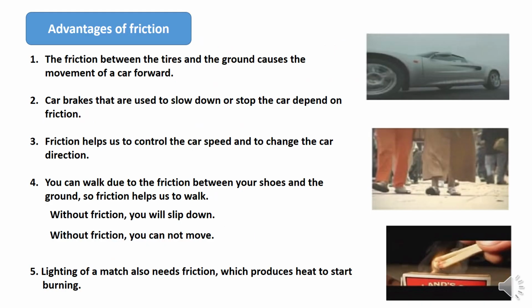Advantages of friction. Number 1. The friction between the tires and the ground causes the movement of a car forward. Number 2. Car brakes that are used to slow down or stop the car depend on friction. Number 3. Friction helps us to control the car speed and to change the car direction.